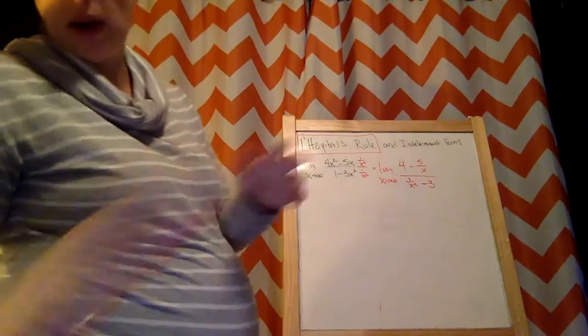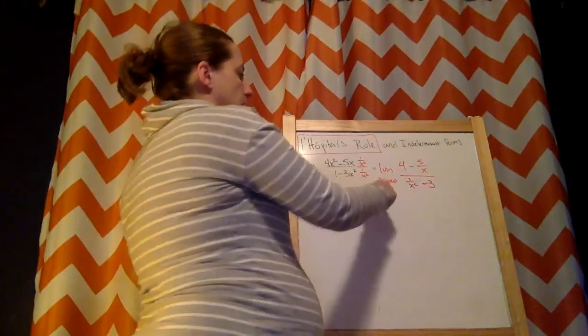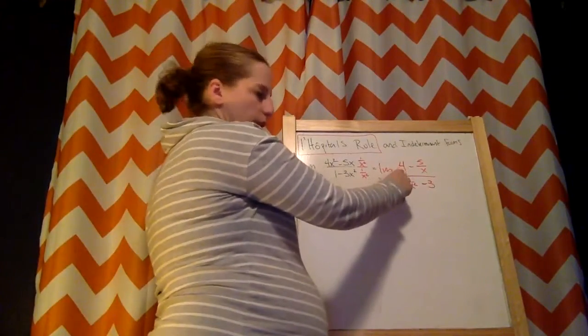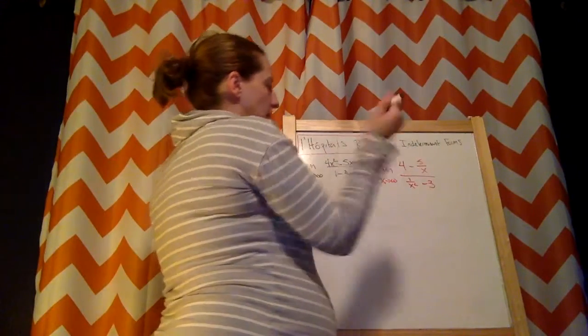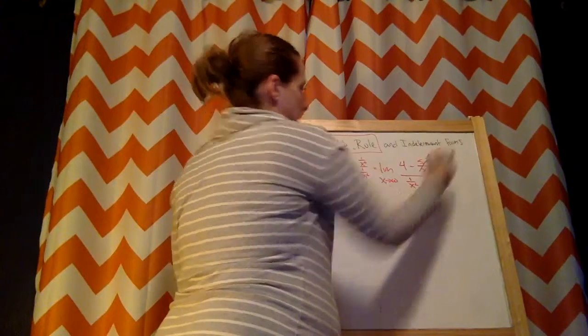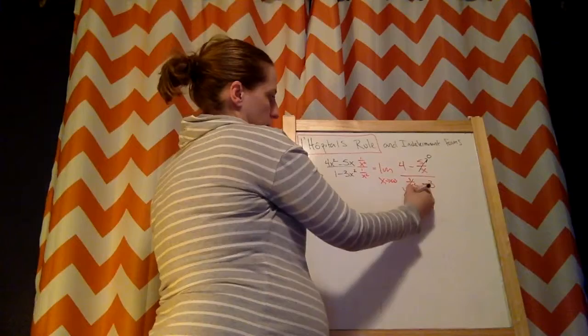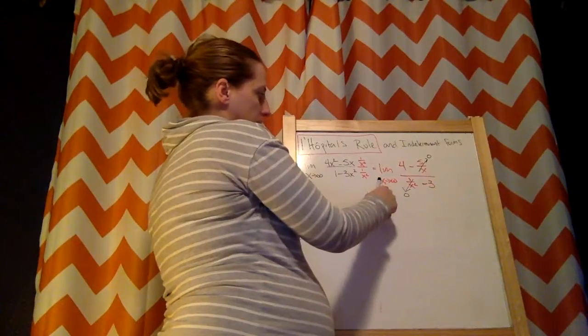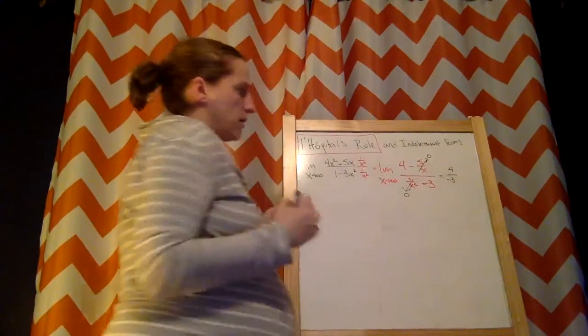Okay, now remember by our rules of limits, we can take a limit of each piece individually. The limit as x approaches infinity of 4 is 4. The limit as x approaches infinity of 5 over x, remember that goes to 0. The limit as x approaches infinity of 1 over x squared also goes to 0. The limit as x approaches infinity of negative 3 stays negative 3, so I'm left with 4 over negative 3.